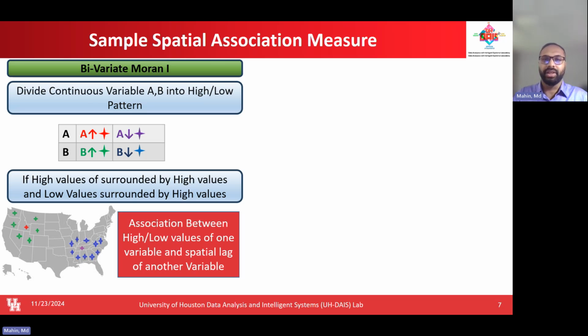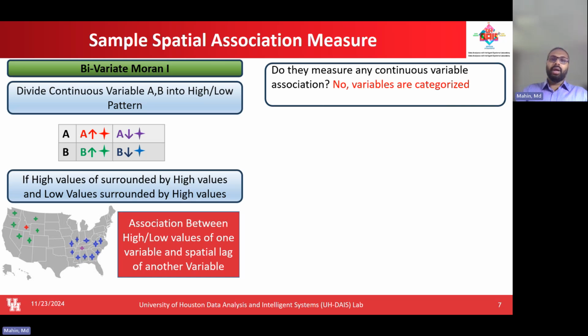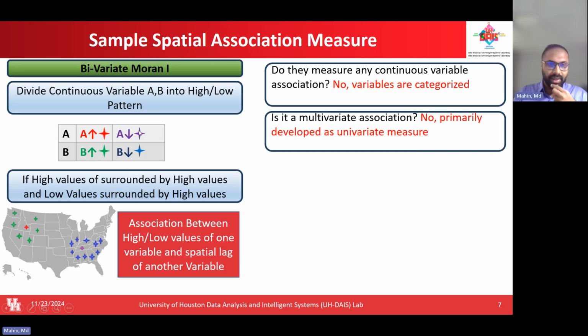Now, what are the problems in this literature? Do they measure any continuous variable association? No, actually. You can see first, they divide each variable into high and low. So there is no continuous association. There is categorical association. Is it a multivariate association?